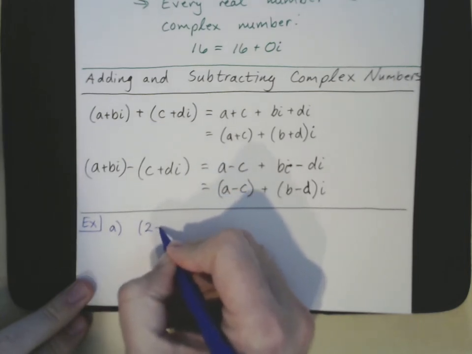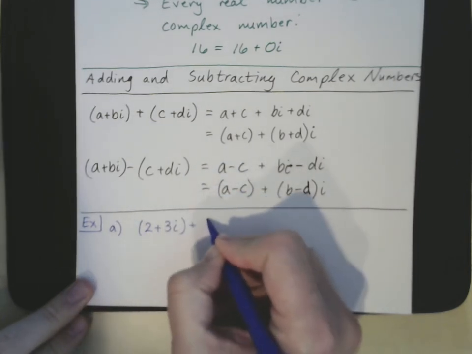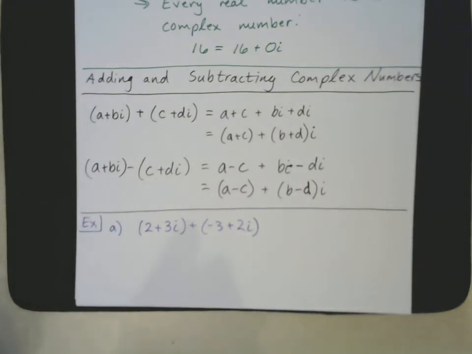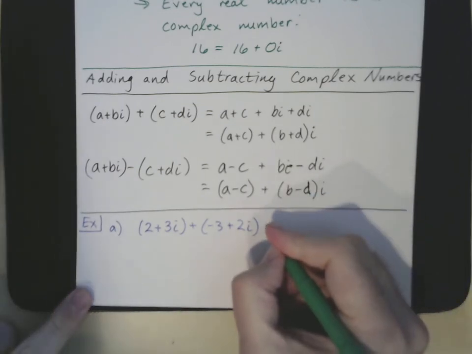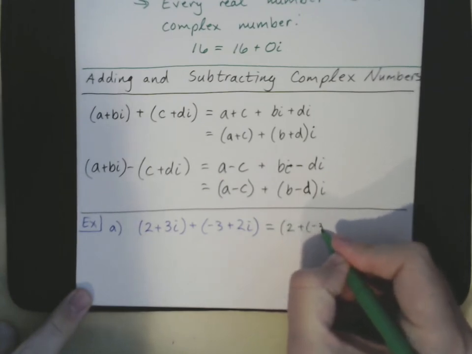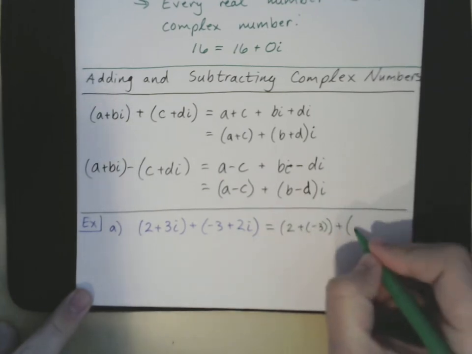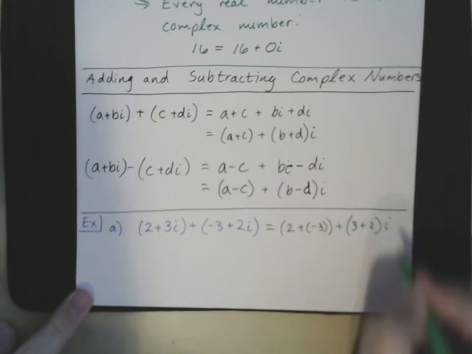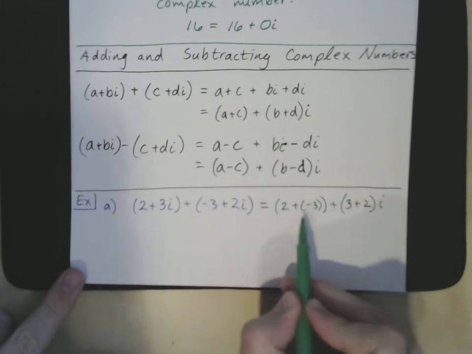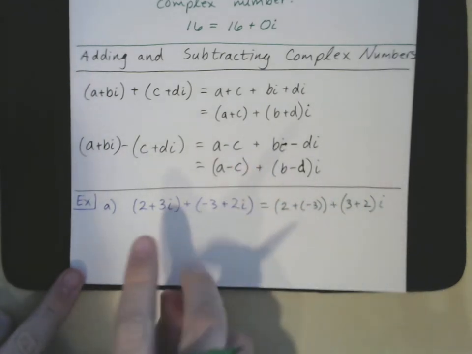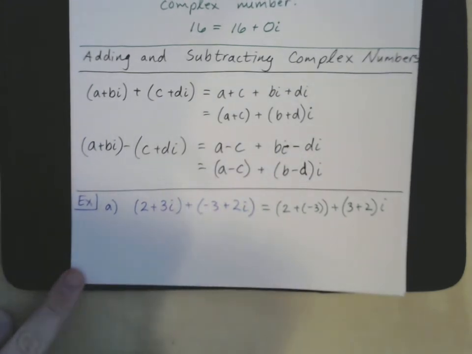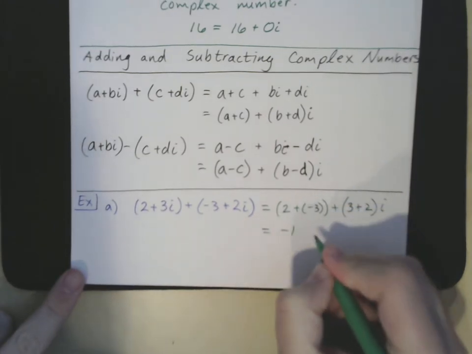So let's start with 2 plus 3i plus negative 3 plus 2i. And according to our format, this is going to be 2 plus a negative 3, plus 3 plus 2 times i. So we're just taking the corresponding pieces and putting them into this format, real to real, imaginary to imaginary. And then you add those two numbers. And so this becomes -1 plus 5i.